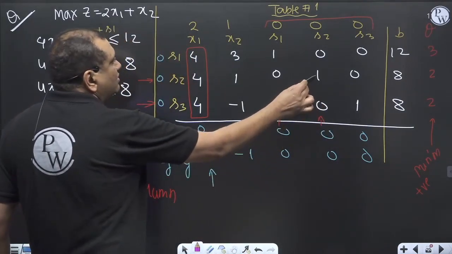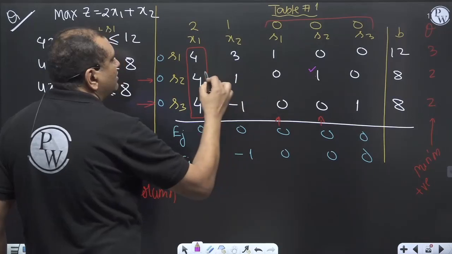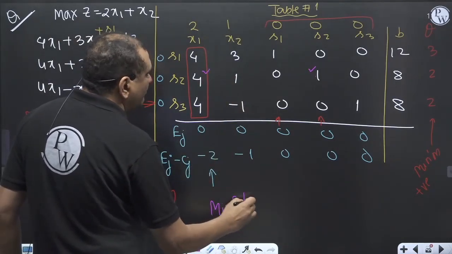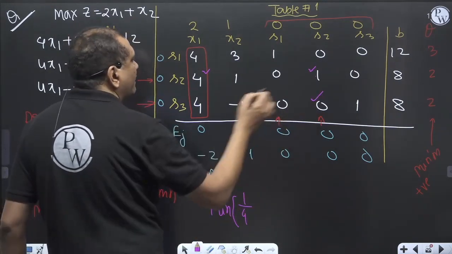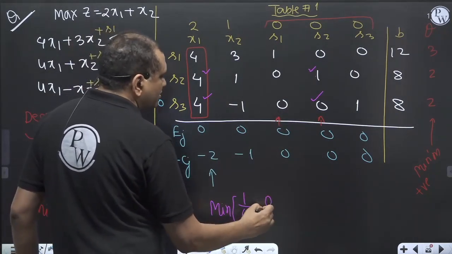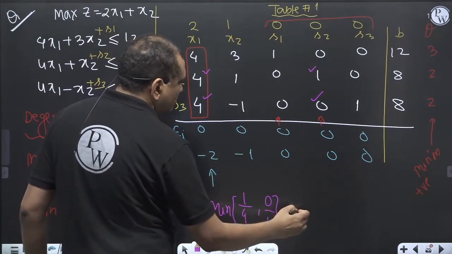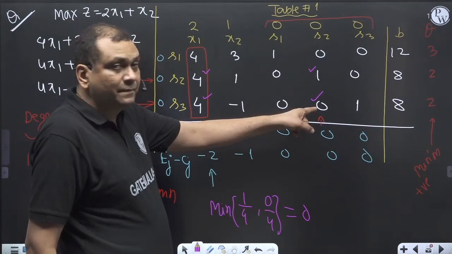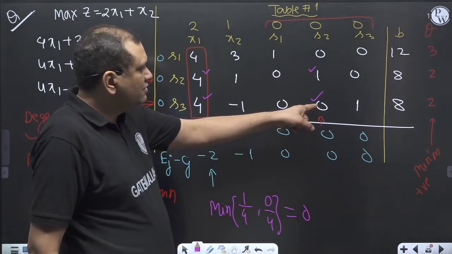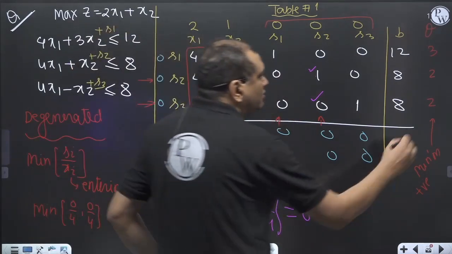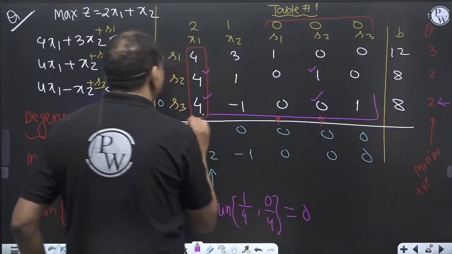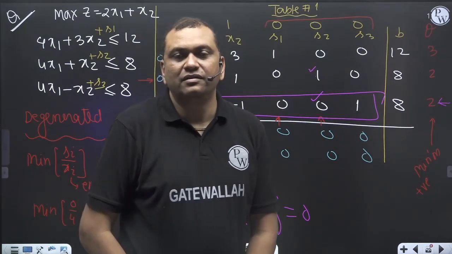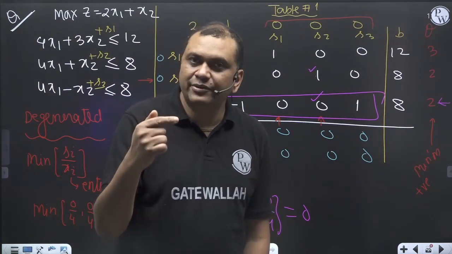Second one. This divided by entering column. So I have to select the minimum of 1 divided by 4 and 0 divided by 4. So minimum is 0. And 0 appears for this value. So third row will enter. That is the way we select entering row.